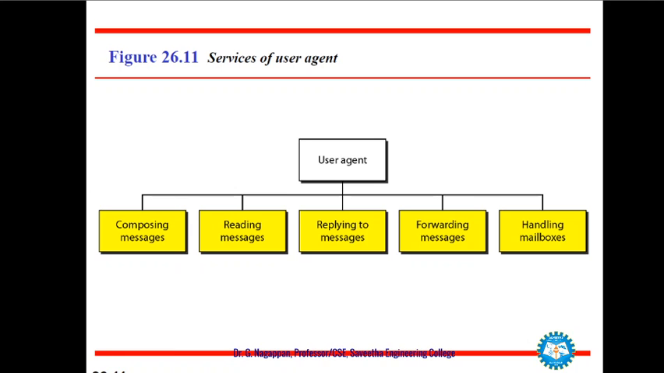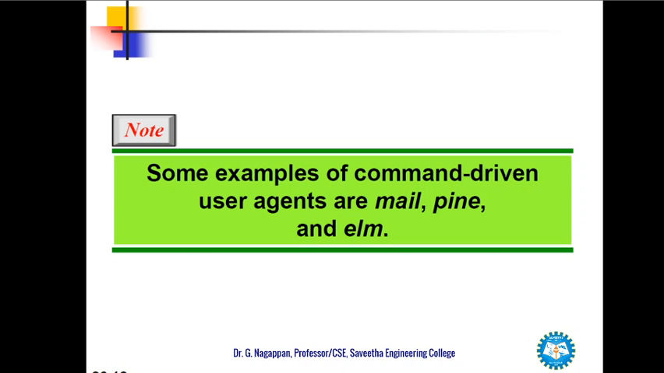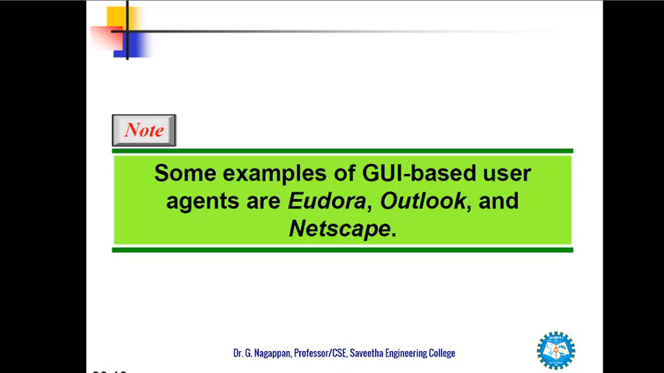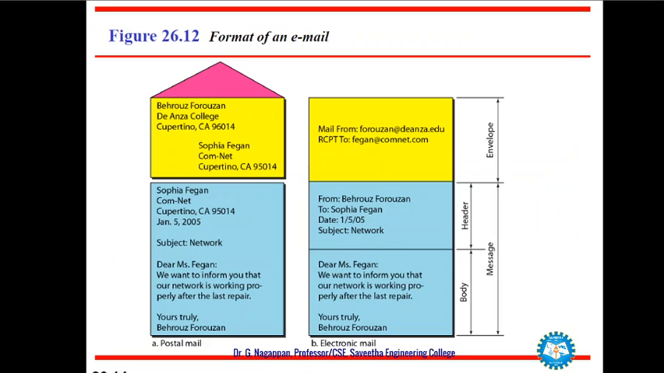When you look at the services of the user agent, user agent applications like mail, pine, and so on are helpful for composing messages, reading messages, replying to messages, forwarding messages, handling mailboxes, and so on. So all your Gmail, Yahoo, and similar services can be considered user agents. These are GUI-based. We also have Eudora, Outlook, and Netscape, which serve as various mailing applications.